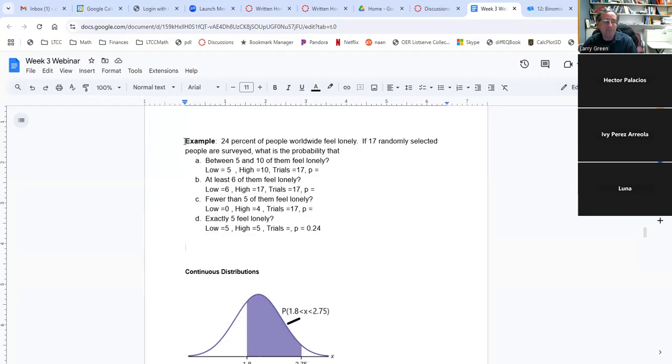All right, so let's look at another example. 24% of people worldwide feel lonely. This was based on a study that was done. If 17 randomly selected people are surveyed, we're going to do a bunch of these. What's the probability between 5 and 10 of them feel lonely? First thing, the question is, do you feel lonely? The answer is yes, no. So this is binomial. Between 5 and 10 means the low is 5 and the high is 10. Any questions on that? Number of trials is 17 because they asked 17 people.